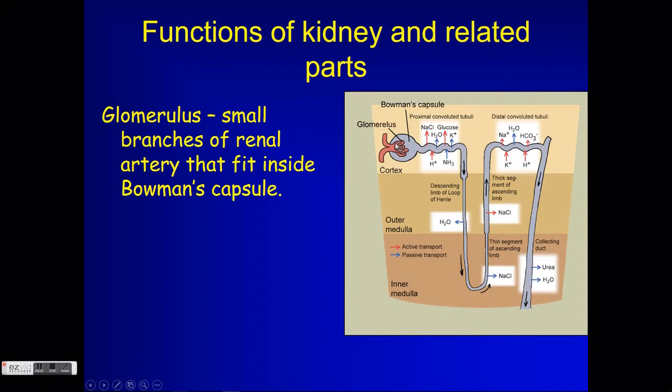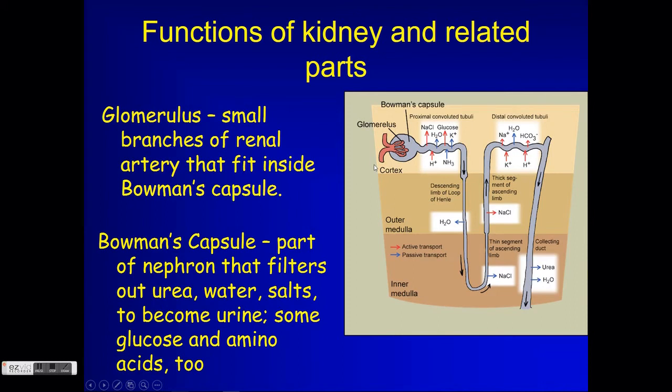The blood supply that fits with the nephron is called the glomerulus. So the renal artery comes in, and these little tiny capillaries connected to the nephrons are called the glomerulus. They are small branches of the renal artery that fit inside something called Bowman's capsule. We haven't mentioned Bowman's capsule yet, but this long gray thing, this whole thing, is the nephron. And as part of the nephron, there's this little cup that fits right up with the glomerulus. So we've got the blood supply coming in and the beginning of the nephron, called Bowman's capsule.